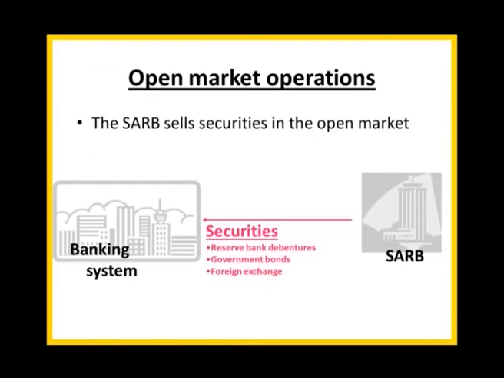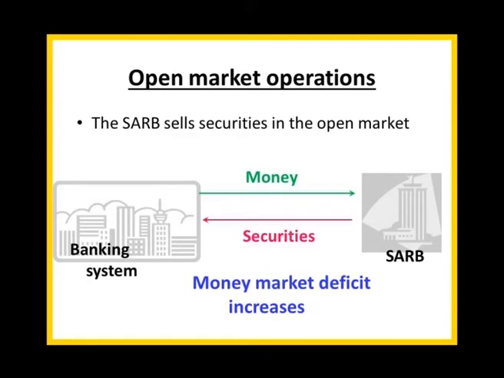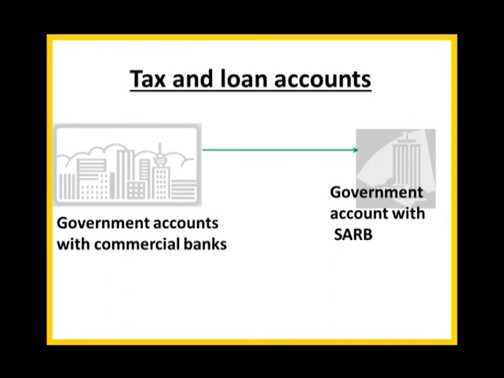But in all cases, when the Reserve Bank sells securities in the open market, it will mean that money, in other words, rands, will be transferred to the Reserve Bank. So that money will flow out of the economy, and therefore the money market deficit will increase. Banks will have less money available, the money market deficit increases.